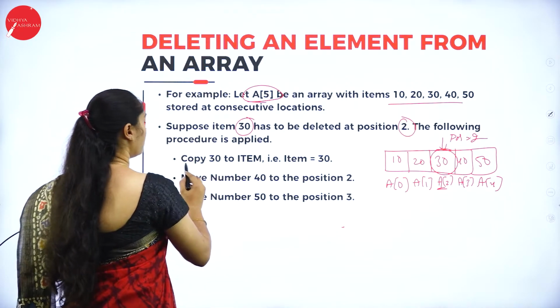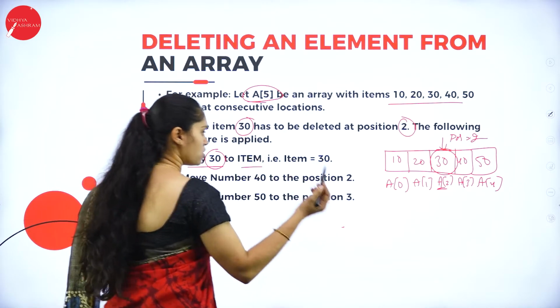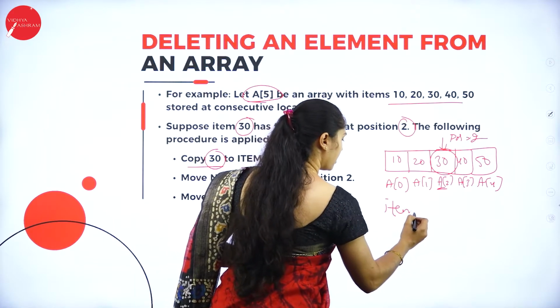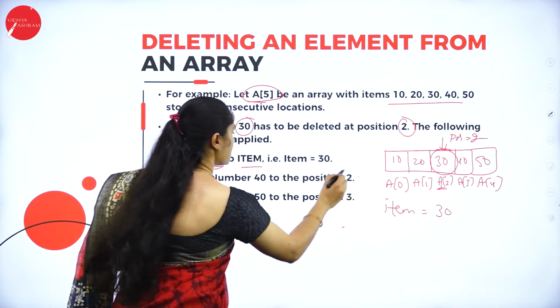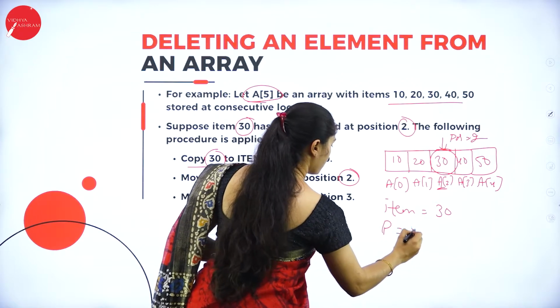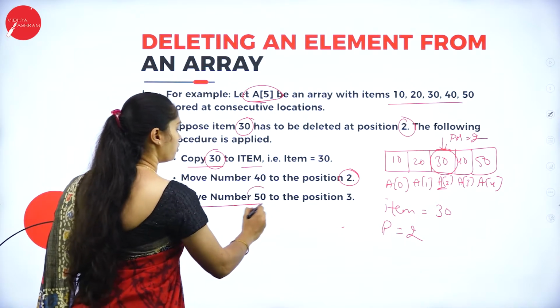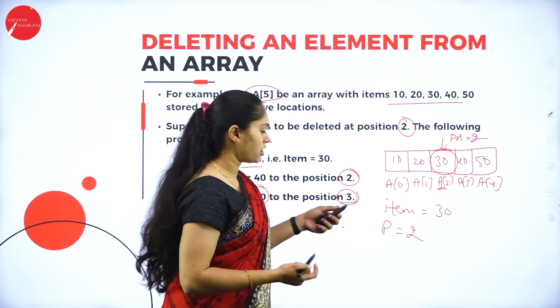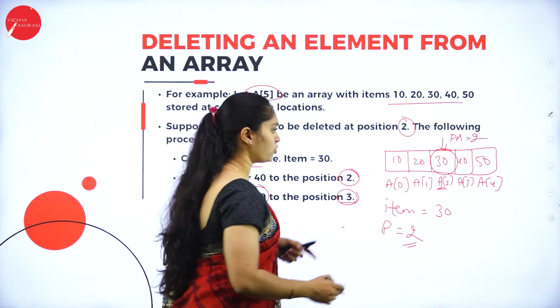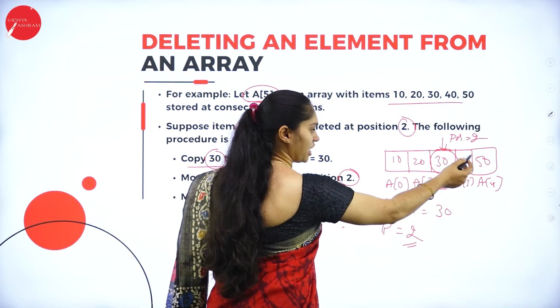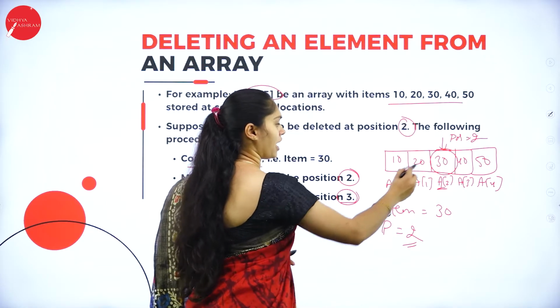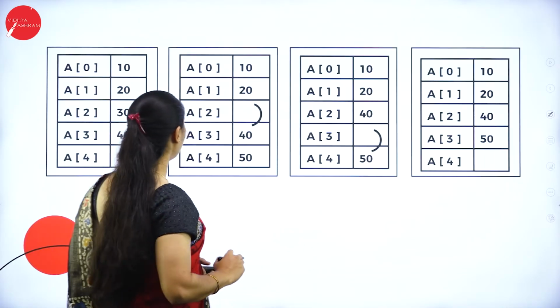Now see here, copy the 30 to item. Which item do I want to delete? That is 30, which is in position 2. Now move the 50 to position 3. How will it happen? We have to move 50 to position 3, 40 to position 2, and the remaining stay as they are.